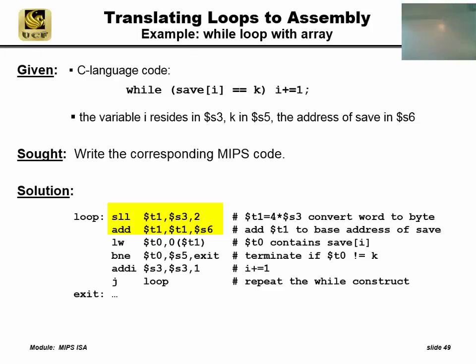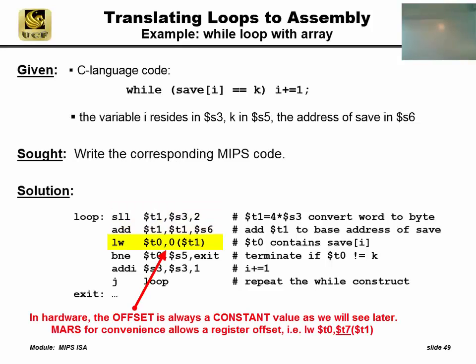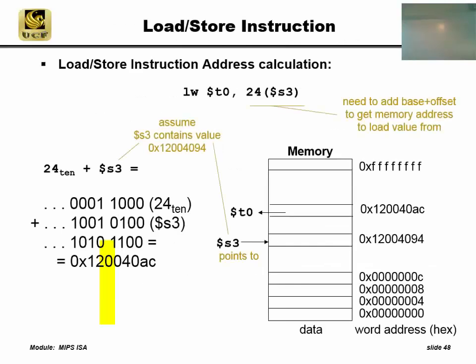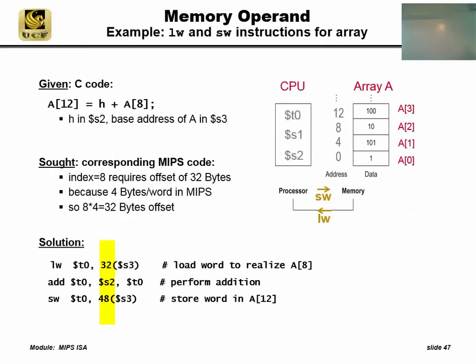And one of the reasons is because this has to be a constant in real life. Now Mars lets you put a register here, so you can keep incrementing either this register or that register to step through an array. In the real hardware, this first term is a constant. We'll explain later why, but it's just the way the data path was designed. In any case, one way to compute the address of memory you want to access to get save i is to do what? Well, we saw the pattern, right? The 8th element went to 32. The 12th element, 48, was where we stored. So how about the ith element is 4 times i.